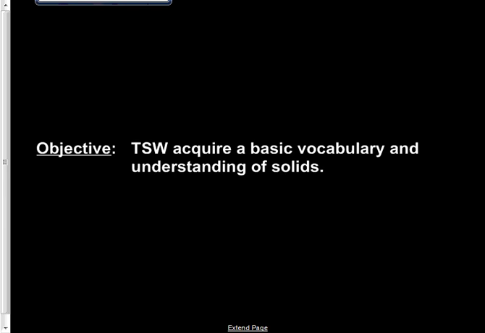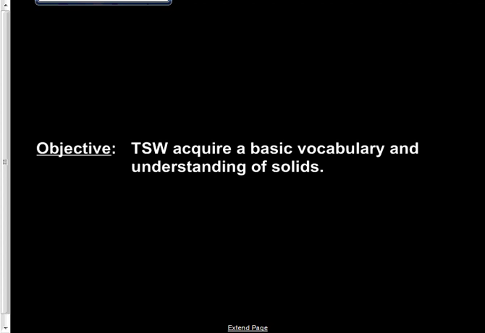We have spent the bulk of our year talking about things in 0 dimensions and 1 dimension and 2 dimensions, and now we are turning the corner into 3 dimensions. So we're going to begin with a lesson simply titled Solids, and your objective is the student will acquire a basic vocabulary and understanding of solids.